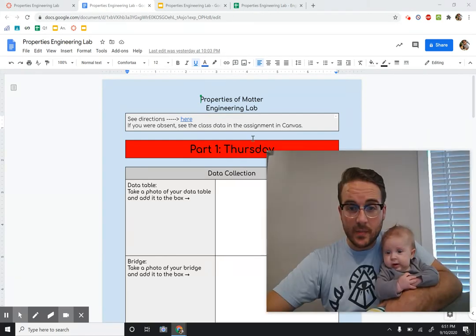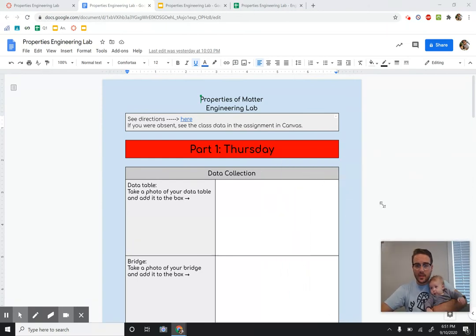This is Tilly. She's going to be assisting me today in going through the lab report. Okay, I'm going to minimize us down to the corner.